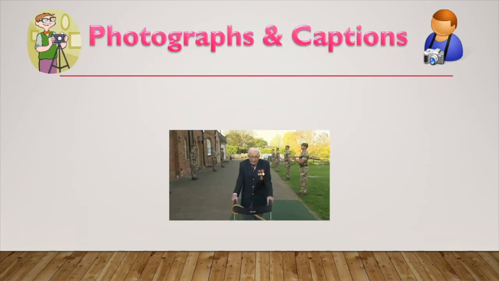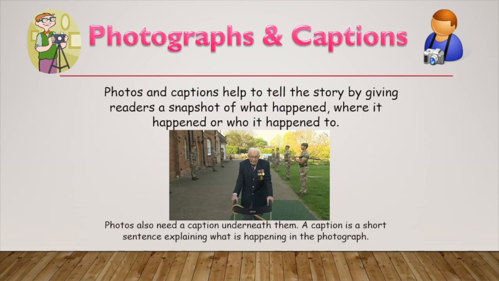Another thing that you might have spotted on the front cover of First News is that there are large photographs. These are also accompanied with captions. Photos and captions help to tell the story by giving the readers a snapshot of what happened, where it happened, or who it happened to. So you can see I've got a picture of Colonel Thomas Moore here, walking one of his laps around his garden. Photos will also need a caption underneath them. A caption is just a short sentence that explains what's happening in the photograph.